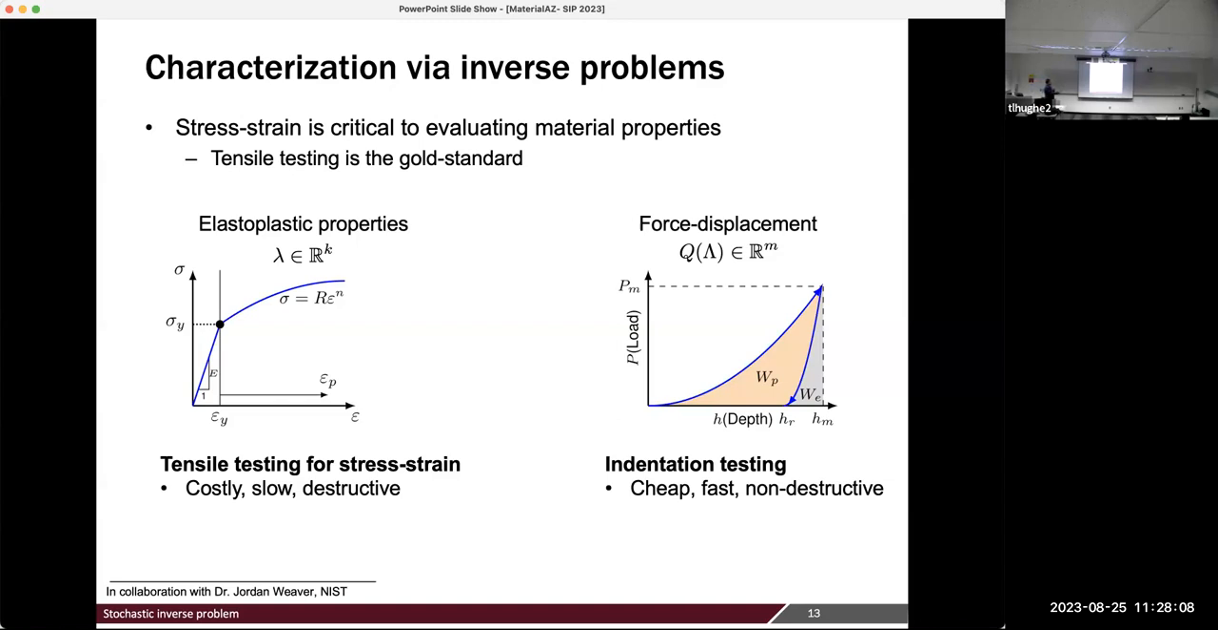If you can use this force displacement measurement to somehow predict the elastoplastic properties, we might be able to solve the problem. We might not have to use tensile testing, right? So right now, there are physics simulations that can take elastoplastic properties and simulate the force displacement. The question that people have asked, I'm not the first one, is can we reverse this? Can we go back from force displacement to elastoplastic properties? Of course, sounds very interesting. If I can do this, I can get rid of tensile testing.